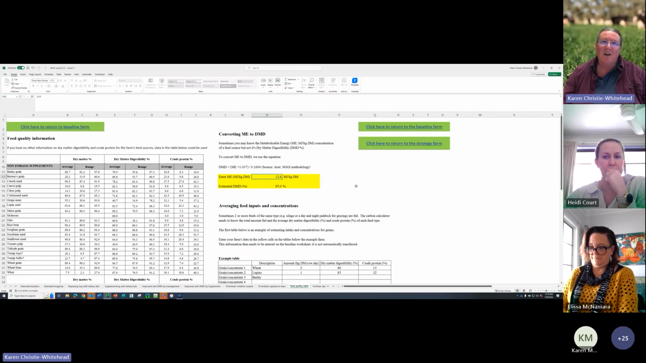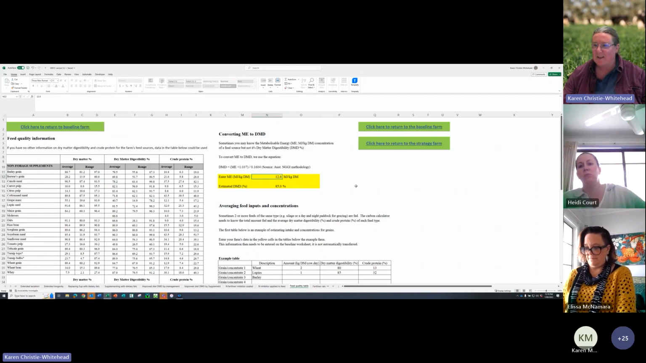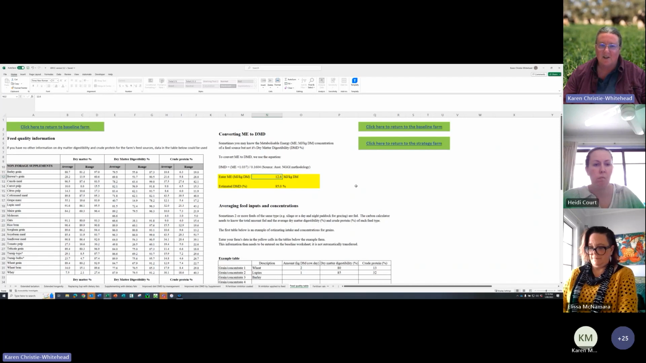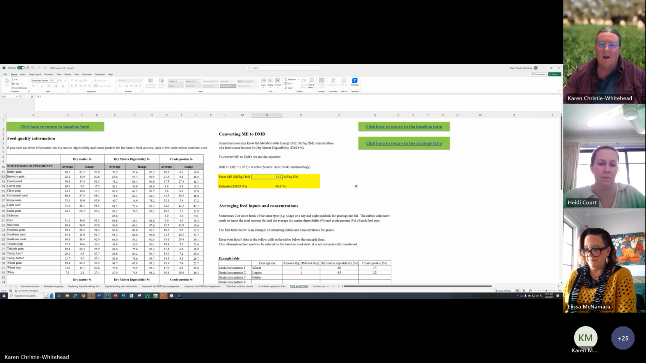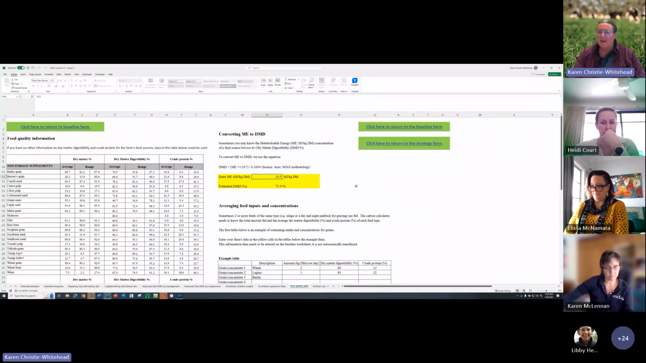Or they might say, look, I know the ME, but I don't know what the digestibility is. We've built this in this yellow section. So they might go, okay, I know my grain is 13.2 megajoules per kilogram of dry matter. The estimated DMD is 89% there. Or it's, I don't know, 10.5 because it's a good silage. It's around 72%. So that gives you an option. If in doubt, you can use that sort of table, or if you have an ME value.